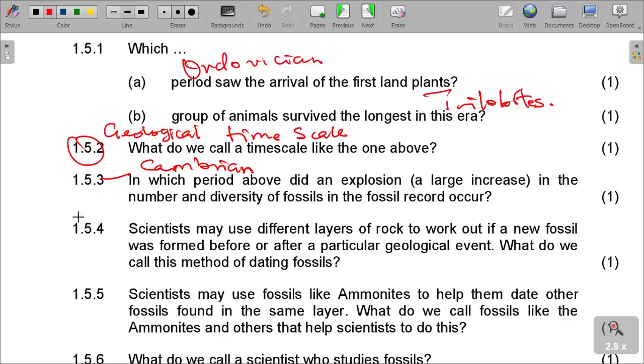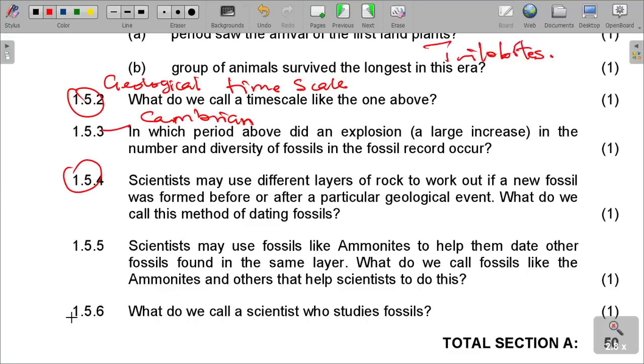In that period. Number 5.4, scientists may use different layers of rocks to work out if a new fossil was formed before or after a particular geological event. That is very correct. What do we call this method of dating fossils? We are saying scientists use different layers of rocks to work out if a new fossil was formed before or after a particular geological event. So we call that what?